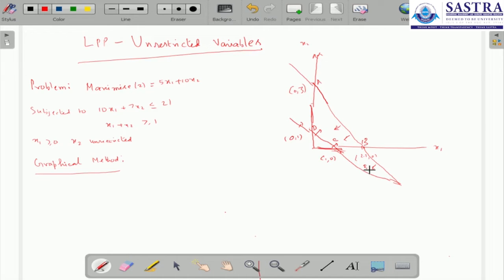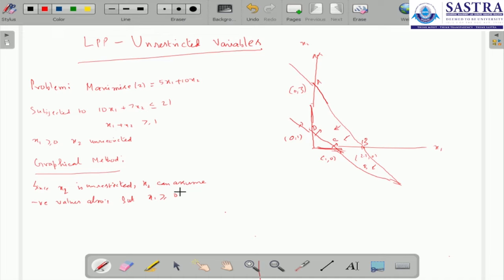Now, since the variable x2 is unrestricted, you will have x2 either positive or negative. So let us record that. But x1 is greater than or equal to 0. Therefore, the feasible region can fall in either the first quadrant or the fourth quadrant, since x2 can assume negative values also. So the feasible region in our case is A, B, C, D.